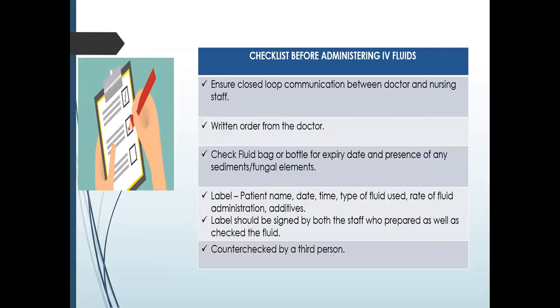All IV fluids need a label. The label should contain the patient name, date, time, the type of fluid which is used, the rate of fluid administration, and any additives if they are added in the fluids. Like in dextrose 5% and dextrose 10%, after 48 hours of life, we start adding electrolytes in the form of NaCl and KCl. So we have to write the additives there.